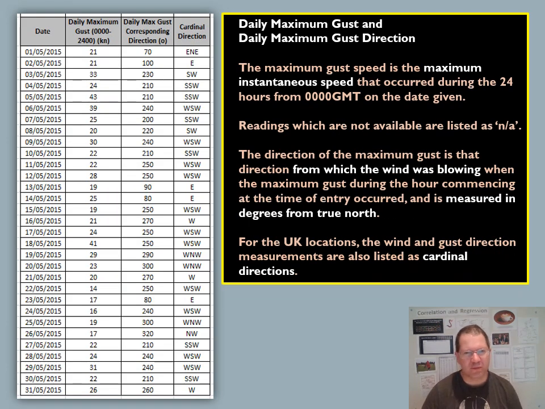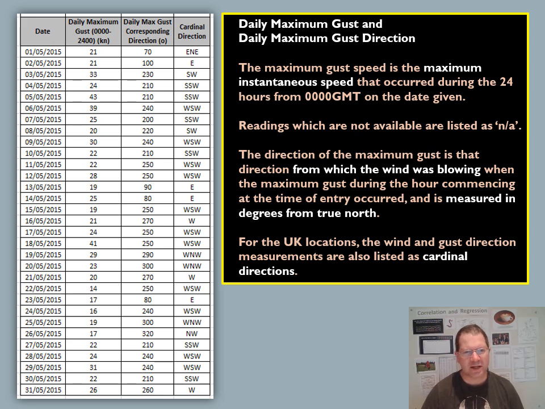Similarly, we have three columns relating to the daily maximum gust and the daily maximum gust direction. So the difference between this and the previous slides is that the maximum gust speed is the maximum instantaneous speed that occurred, whereas in the previous slide we were looking at the average, the mean wind speed. So on the 1st of May, the daily maximum gust between midnight and midnight was 21 knots.